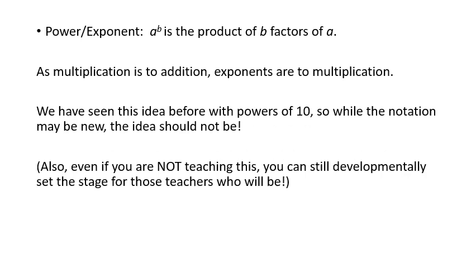So a power or an exponent, we have a to the b power here, and it is the product of b factors of a. So if we have, say, a to the second, that's a times a. So you can see we have two factors of a. A to the fourth would be 4 a's being multiplied together, and so on and so on. As multiplication is repeated addition, exponents are repeated multiplication. Now, if we have repeated exponents, then that just becomes more exponents.